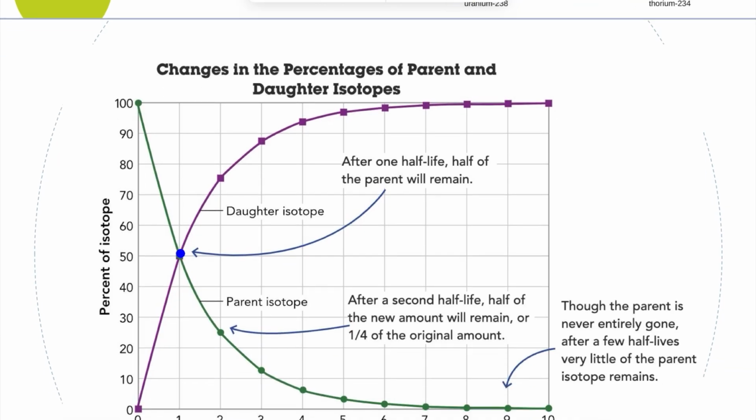After an additional half-life, we have 25% of that parent isotope. Well, after another half-life, we're going to be at 12.5%, and the remaining is the daughter isotope. After that, 12.5 divided by 2, and that continues on. And so though the parent isotope is never entirely gone, after a few half-lives, very little of that remains. Most of it's going to be that more stable, what they call daughter isotope.